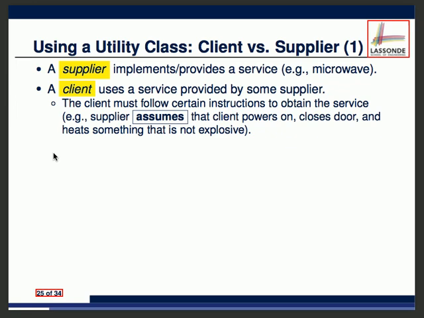Let me try to explain that to you before I present the slides. So now, for me as a supplier, I cannot produce just a magic microwave. For example, for you as a user to use my microwave, I will have at least 3 assumptions. I will assume that when you actually use a microwave, you better power that on. And also, you better close the door of the microwave when you use it. And also, you wouldn't put something that's explosive into the microwave.